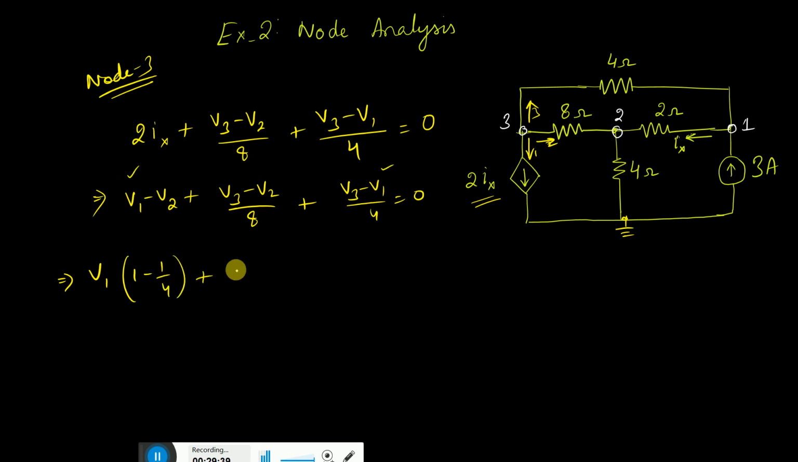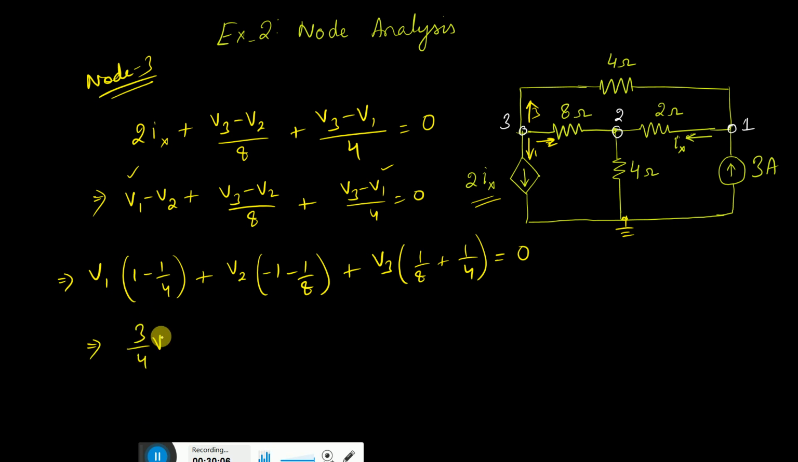Another is to take out the coefficient of V2. This is minus 1 and this is minus 1 by 8. And then take out the coefficient of V3: 1 by 8, and this side is 1 by 4, and that is equal to 0. So our equation is ready and we just need to solve it. This becomes 3 by 4 V1, this becomes minus 9 by 8 V2, and this side becomes 3 by 8 V3 is equal to 0.